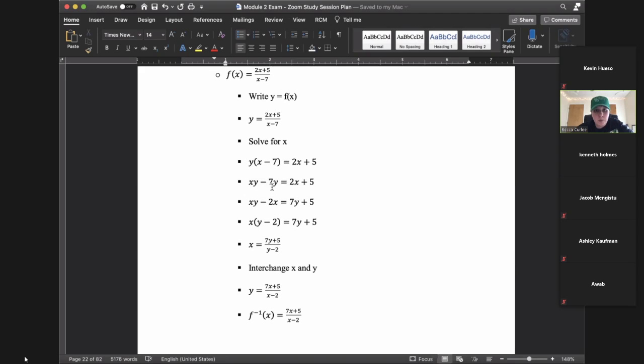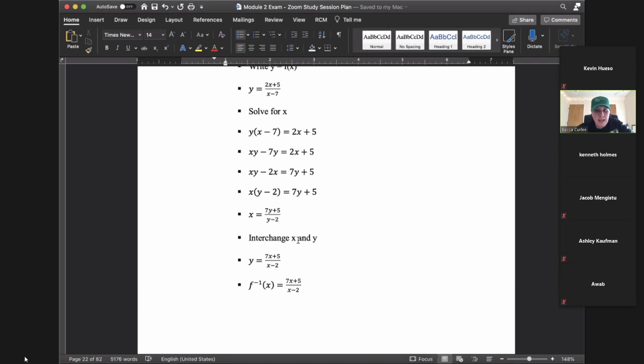It's just going to take some algebra to get there. So then what we're going to do is add a 7y to this side, and subtract a 2x on this side so that we can get the x's all on one side. So we've got xy minus 2x equals 7y plus 5. Then we're going to factor out the x here. So we've got x times (y minus 2) equals 7y plus 5.